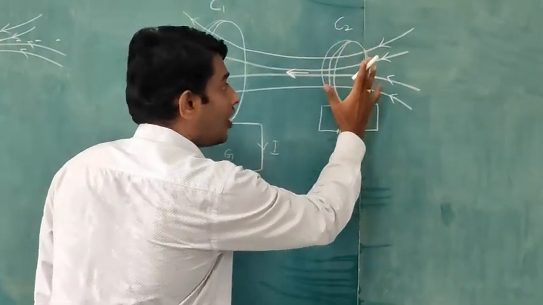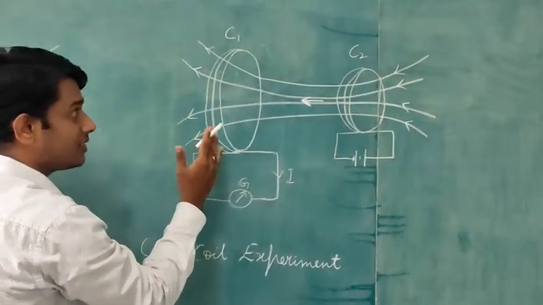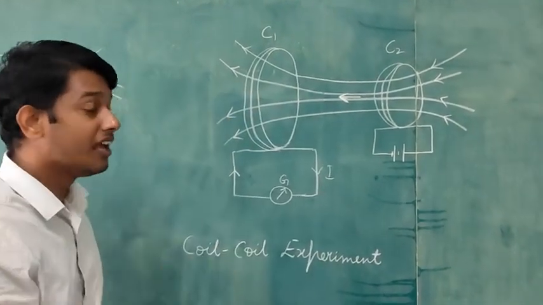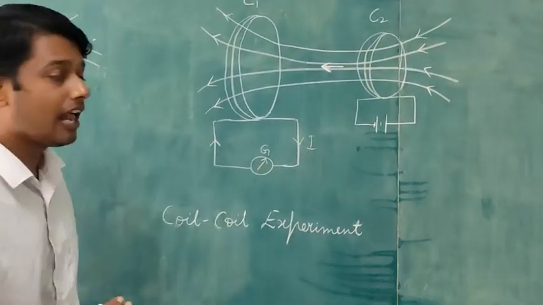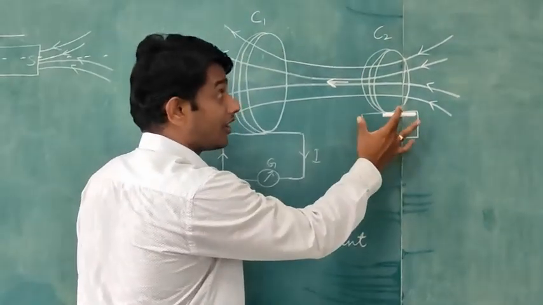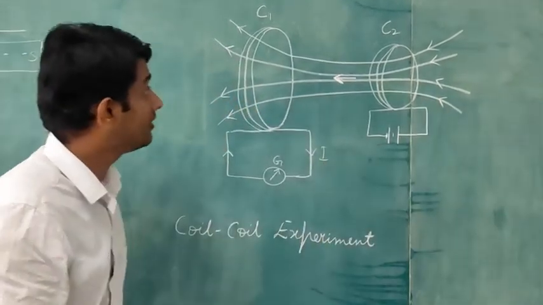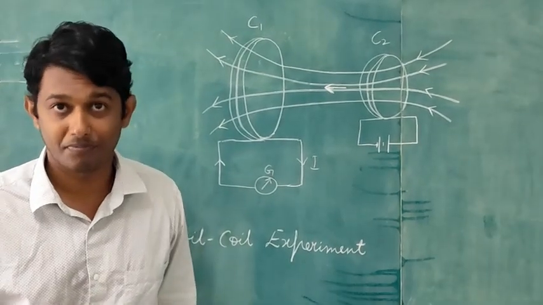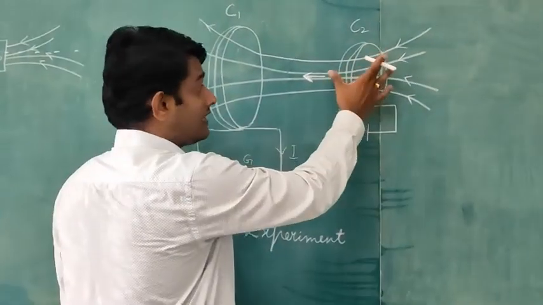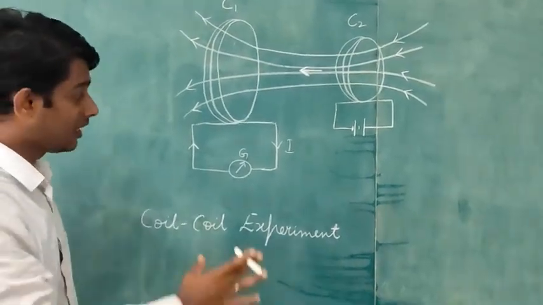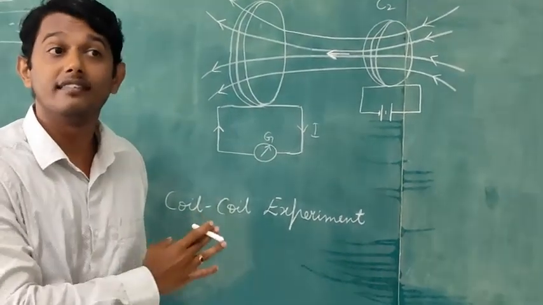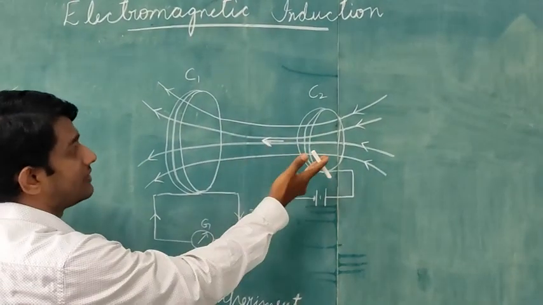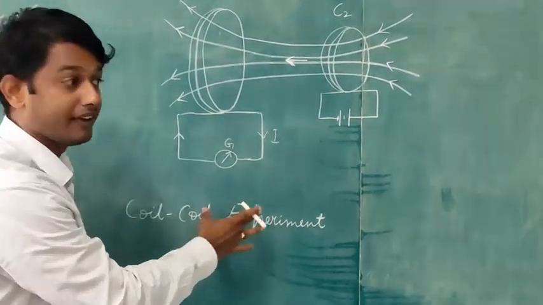When the coil C2 is brought very close to the coil C1, he observed a deflection in the galvanometer. When the same coil C2 was taken away from the coil C1, he observed a deflection but in the opposite direction. When the coil C2 was kept stationary, he didn't observe any deflection in the galvanometer. So he observed that the relative motion between the coils C1 and C2 could produce electric current.